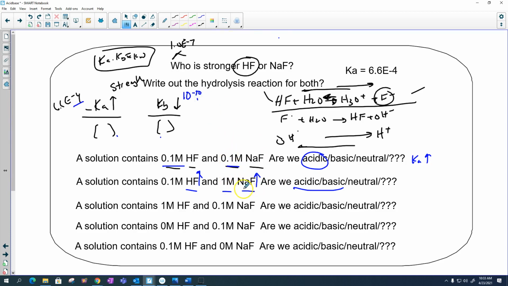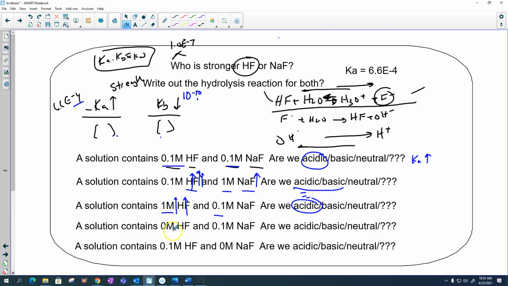So that being said, I would probably lean more towards acidic even still, because of the magnitude of how much bigger the strength is. But you may not know unless you actually calculate it. Alright, a solution contains 1 molar HF and 0.1 molar NaF. Okay, now, not only are we stronger, but we have a larger concentration, so we are going to be acidic.